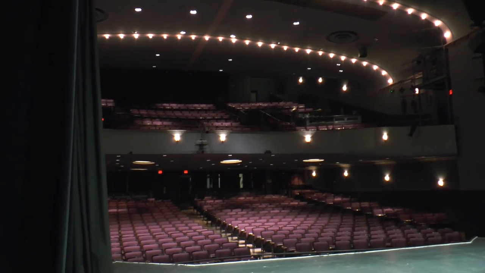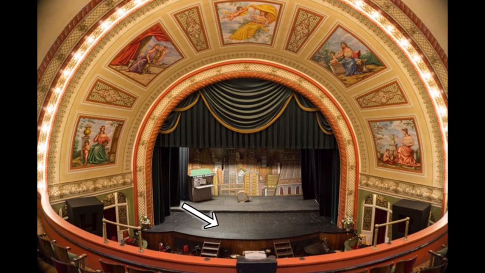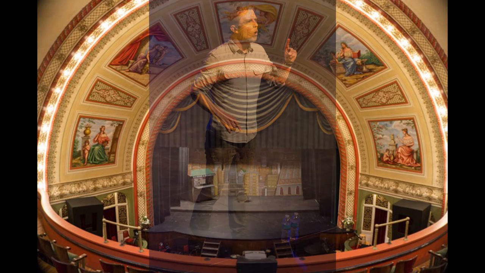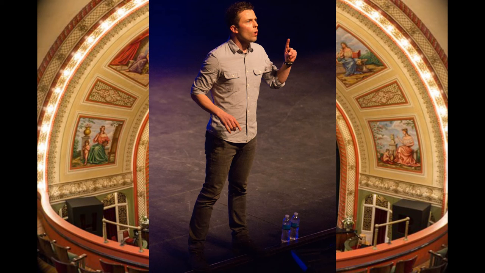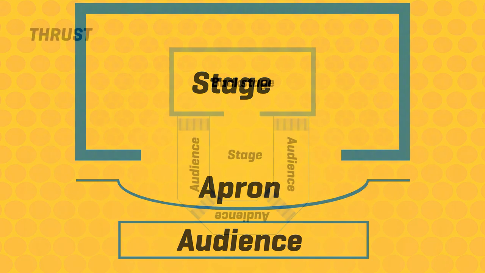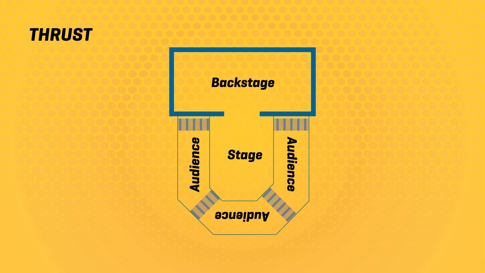Some also have an apron or piece of stage that sticks out beyond the proscenium arch, used for action that will be more effective very close to the audience. For instance, when a character breaks the fourth wall and talks directly to the audience during an aside. Here is a diagram of a proscenium stage. Another type of stage is called a thrust.